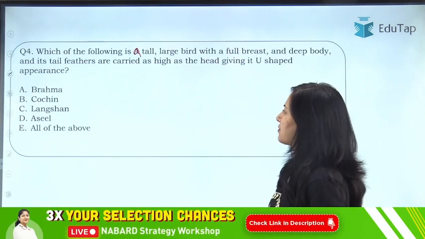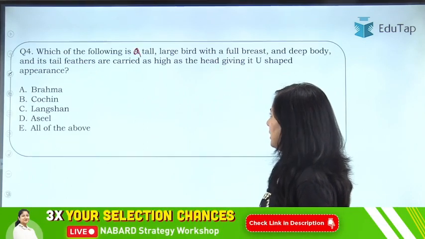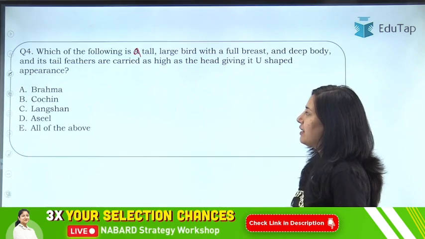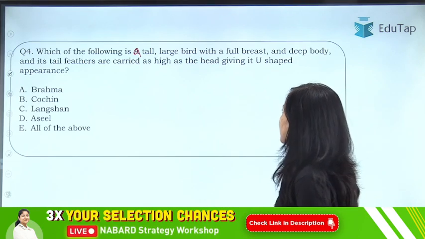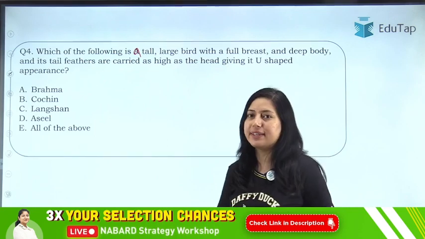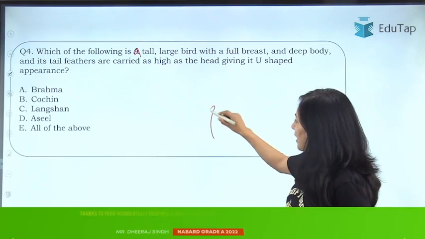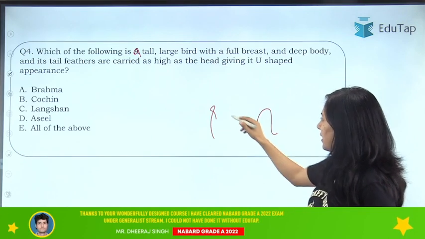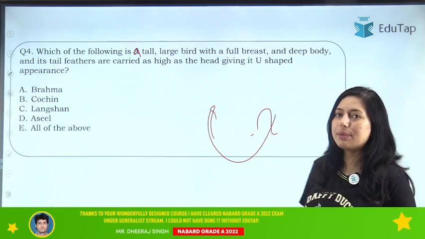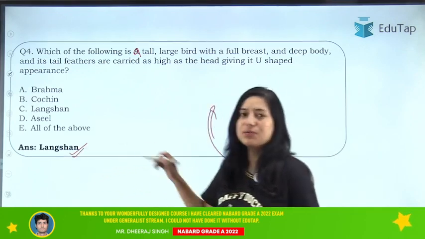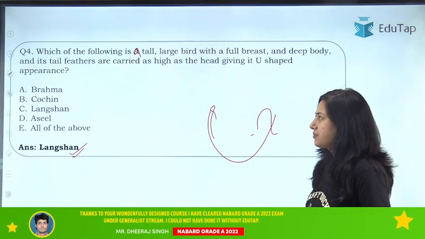Question 4 says, which of the following is a tall large bird with a full breast and deep body, and its tail feathers are carried as high as the head, giving it a U-shaped appearance? I have told you about this breed, that the feathers are as high as the head and it gives a U-shaped appearance. That breed is Langshan. So the right answer for this question will be Langshan.